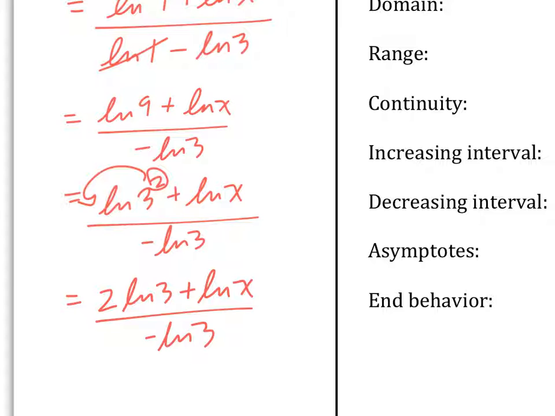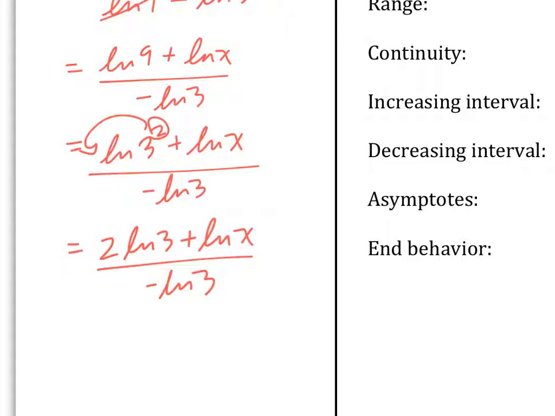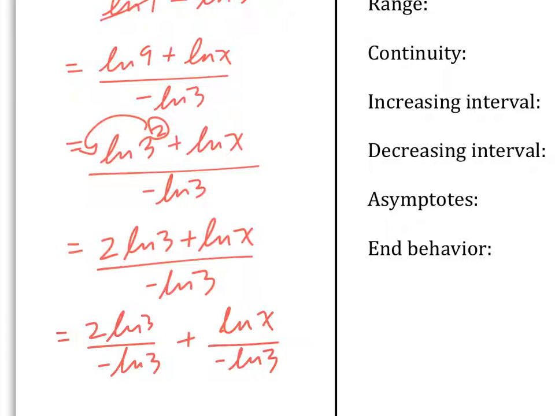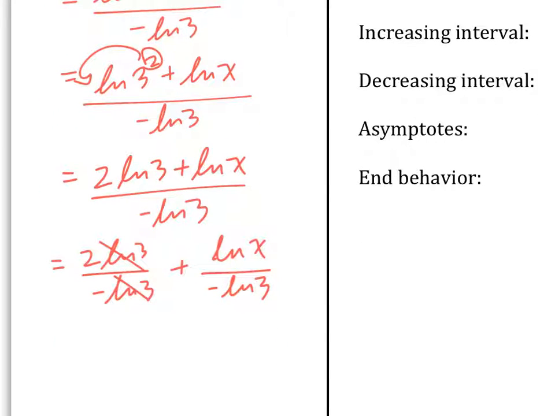And then now if we try to separate it, the natural log 3 would actually cancel. So we would have a better idea of what the transformation is. Okay, so 2 natural log 3 over minus natural log 3 plus natural log x over minus natural log 3. You can see that, right? I'm just separating out the denominator. The natural log 3 is going to cancel. So I have a minus 2, basically a minus natural log x over natural log 3.